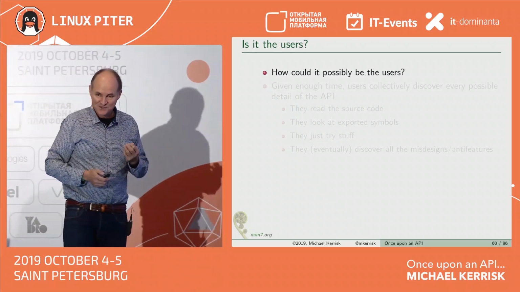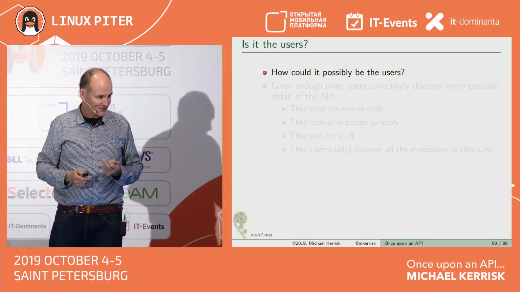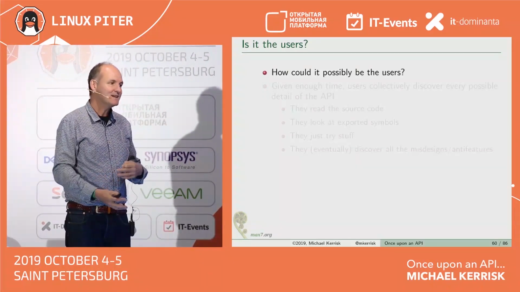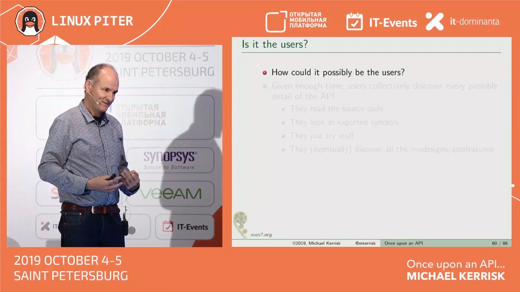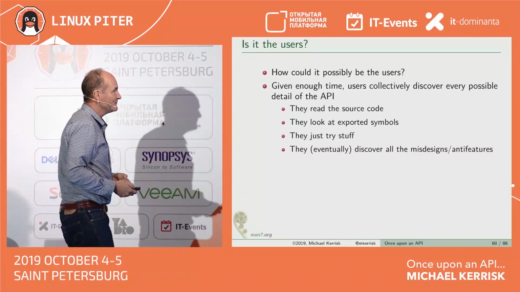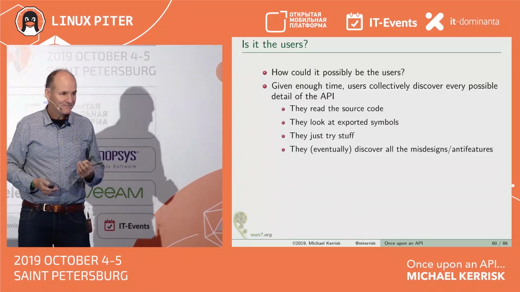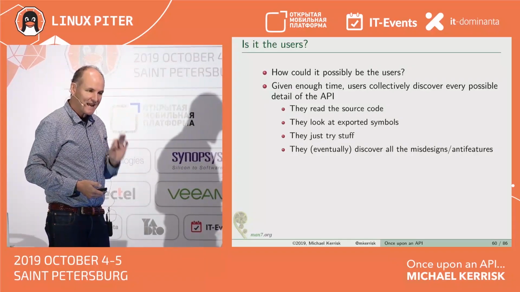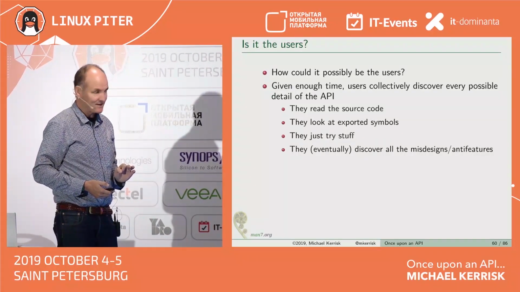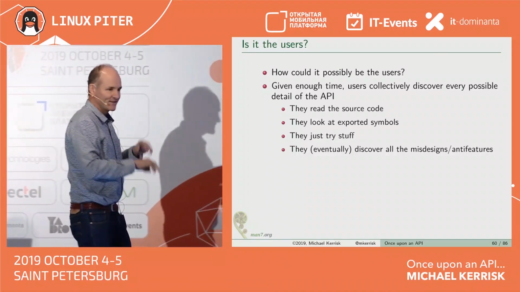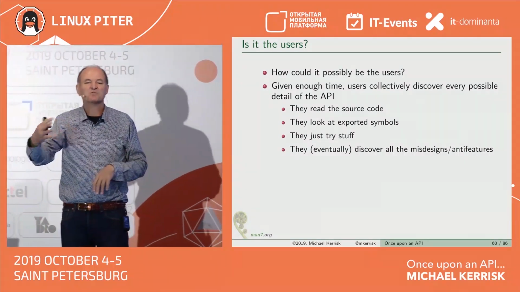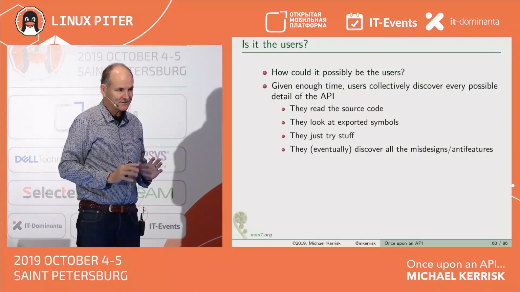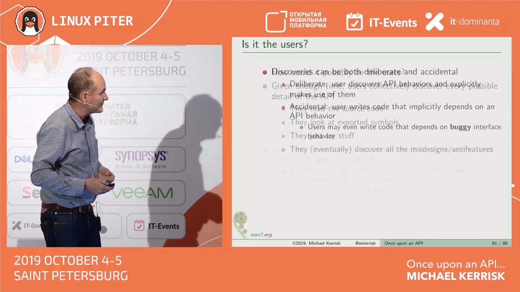What about the users? Could it be that the users define the contract, which might initially seem to be a nonsense idea? How could it possibly be the API consumers that define what the contract is? Well, given enough time, collectively, your users, the API users, will discover every possible detail about the interface. They'll read the source code, they'll look at exported symbols, they'll try stuff. Eventually, they'll discover everything about your interface, and they'll rely on it one way or another.